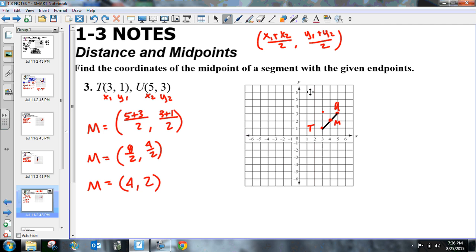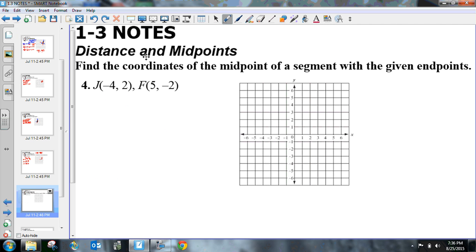All right, let's take a look at number 4. It says find the coordinates of the midpoint of the segment. So let's plot the point (-4, 2), and then the point (5, -2). So over here to 5, and then go down 2, and plot that point. This is JF. Let me connect my points here with a line. My midpoint's going to be somewhere in here. Not really sure where it is, but let's go ahead and just try it out.